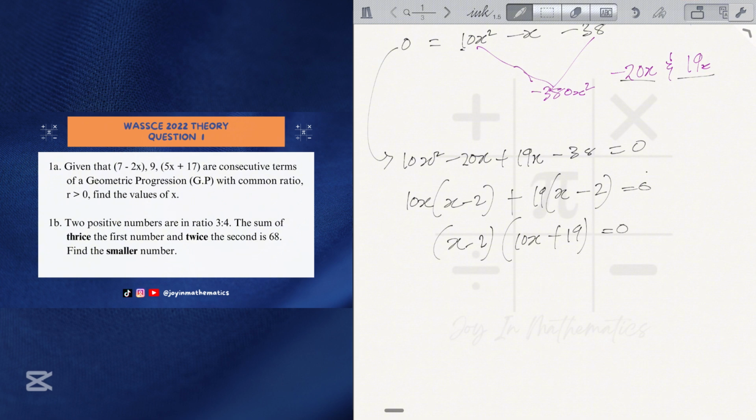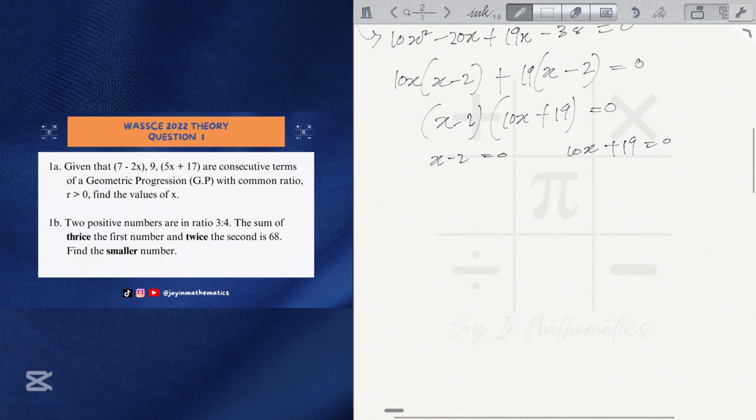So it equals to 0. So in view of that, we have two values of x. That's the two factors: x minus 2 is equal to 0, or 10x plus 19 is equal to 0. So with that, we have two values of x.